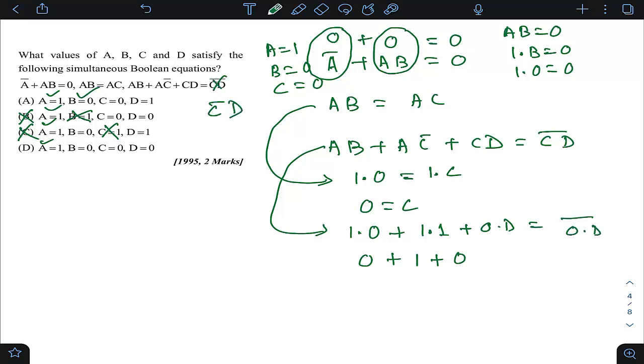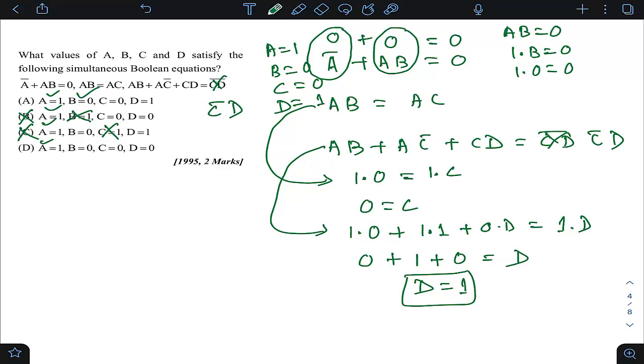C bar D. So if it is C bar D, so C is 0, C bar is 1, dot D. So D equals 1. Please make a change to it. This is actually C bar D, not CD whole complement.